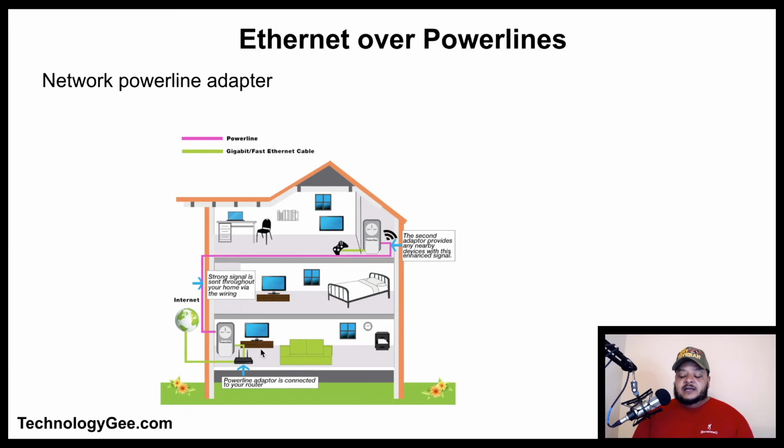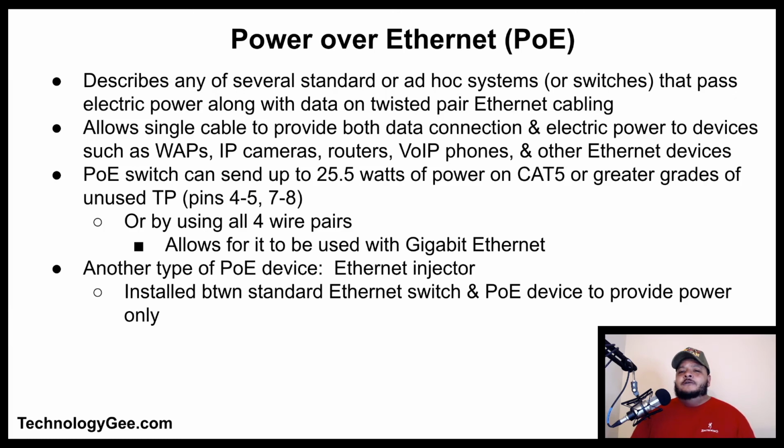And the reason is because this picture is making the assumption that the Wi-Fi signal from this router is being blocked or is too weak to reach all these devices on the 3rd floor. So this could be an economic solution to dealing with those issues if you are experiencing them in your own home right now. And finally, power over Ethernet.